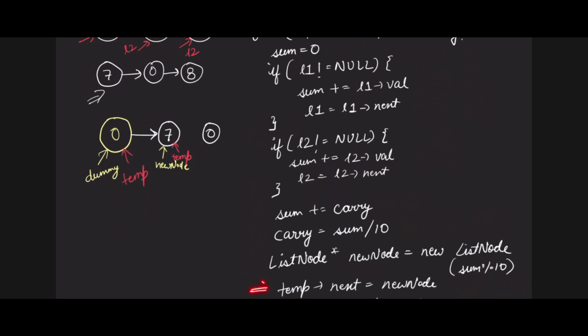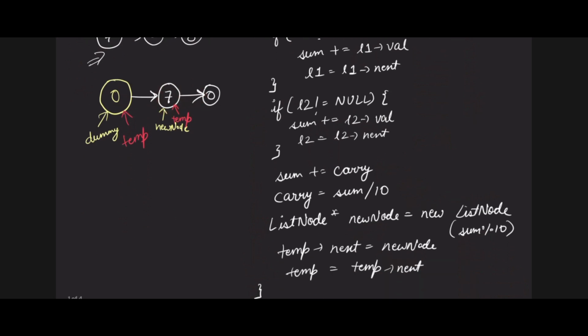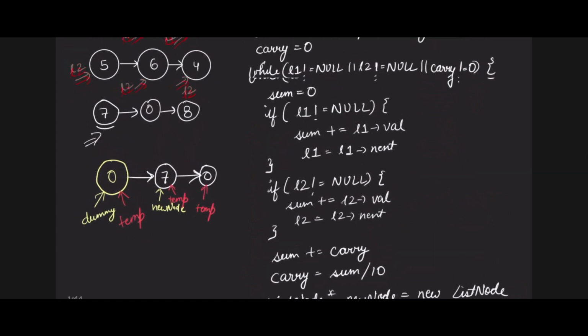Now in the temp's next, we will give this new node. So this 7 was our temp. So now this will point to the new node. This will happen. And then we'll move temp forward. So now temp will point to this, right? Now we come to the next iteration.